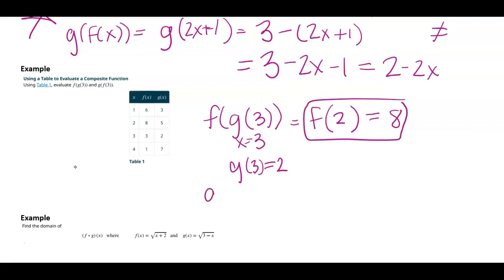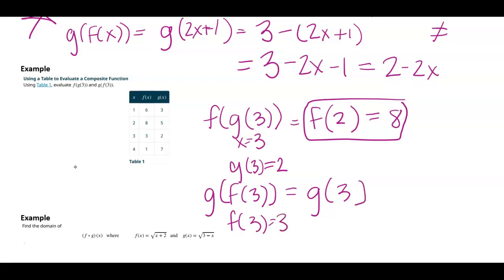All right, let's go the other way. g of f of 3. Well, f of 3, it looks like, is 3. So I now want to plug that in. f of 3 equals 3. So that's what goes in right here, just like 2 went in there before. 3 goes in here. And so I now want to find g of 3, which gives me 2.